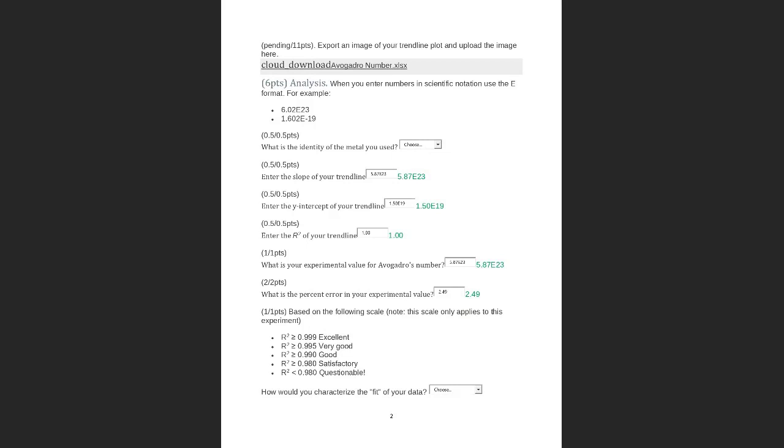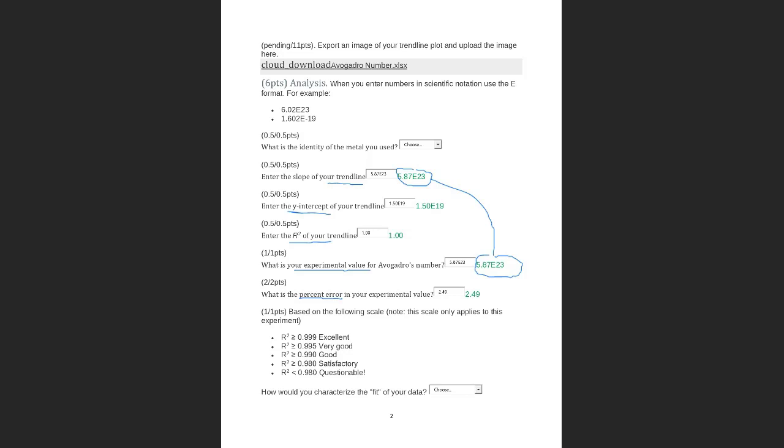Then you will have to write the slope that we just did, the y-intercept, that is what we just did, and the R-squared, you bring it here, we just did. Obviously, your experimental value is the slope, so it's going to be exactly the same. And then the percent error. They are asking you to calculate the percent error.